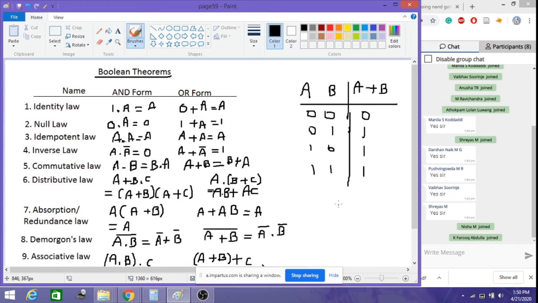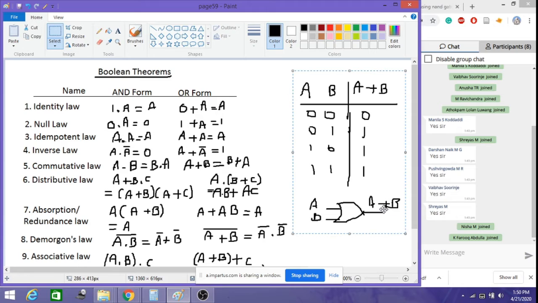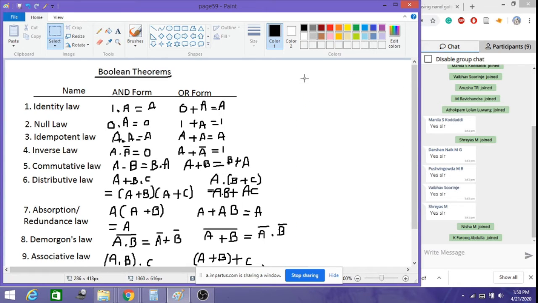The OR gate is represented like this symbolically, the logical OR gate. We have 2 inputs, that is A and B, and the output is A plus B. Right. Now let us look into the AND gate.